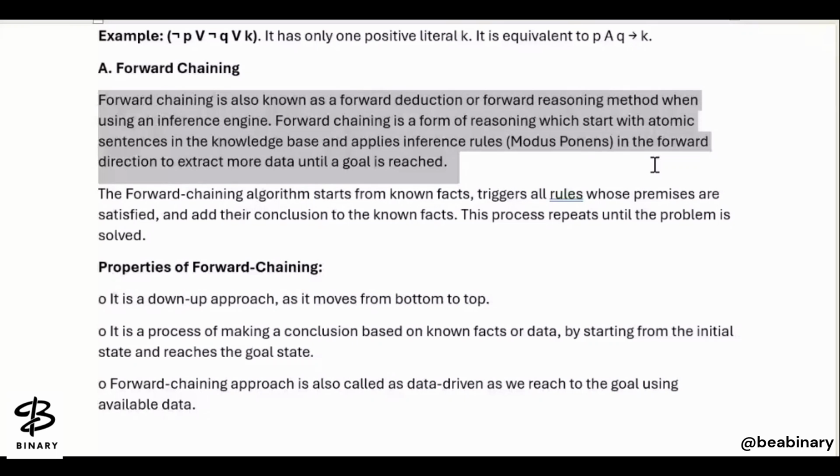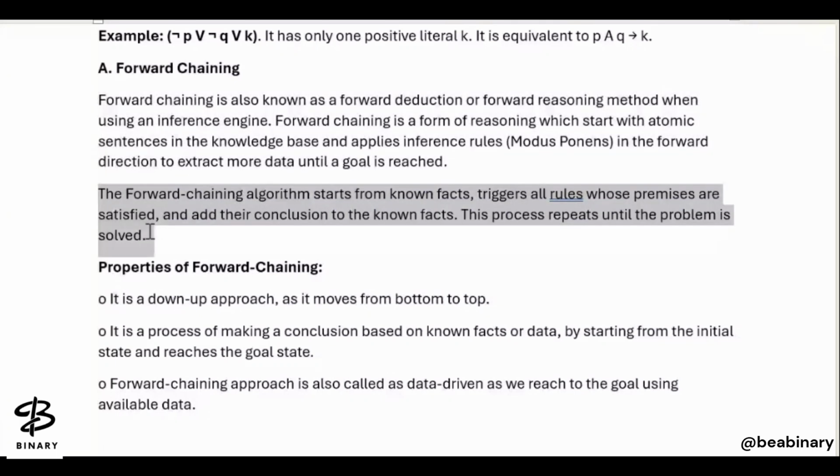We start with the atomic sentences that are already in the knowledge base and apply the different inference rules or actions in the forward direction so that the goal is achieved, or more data is extracted from the existing data. The forward chaining algorithm starts from the facts, triggers the events or rules whose premises are satisfied, and adds their conclusions to the known facts. This process repeats until the problem is solved.